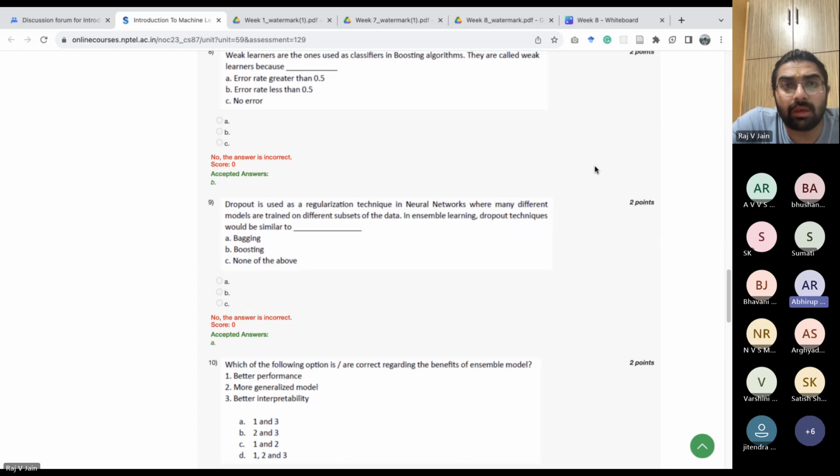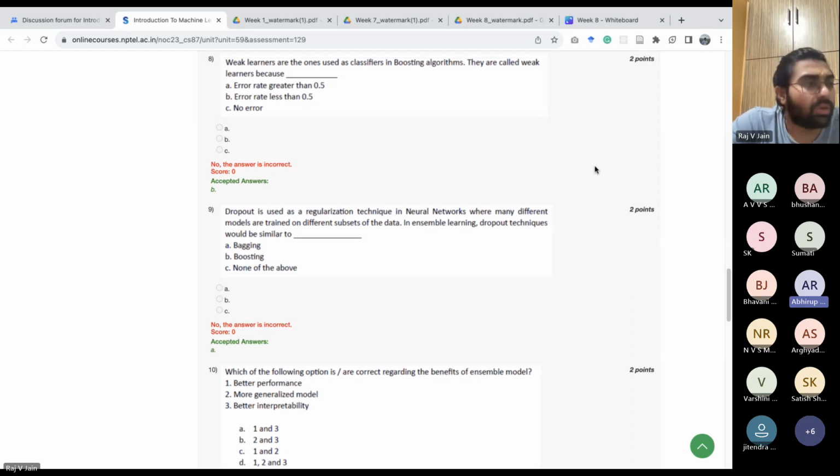Accuracy will be something more than 0.5, but not too high, right? Those are weak learners. Yes, that's the idea. Yes, not too high. Correct. Weak learners. Yeah. All right.